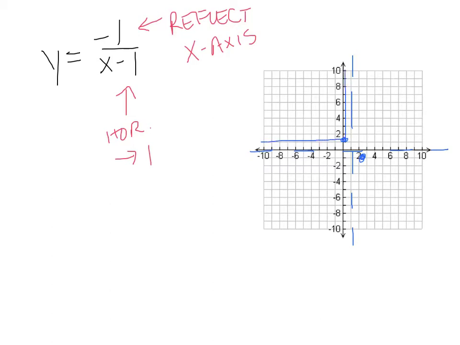So you can see that your branches are reflected. They're in the opposite two quadrants. They reflected over the x-axis.